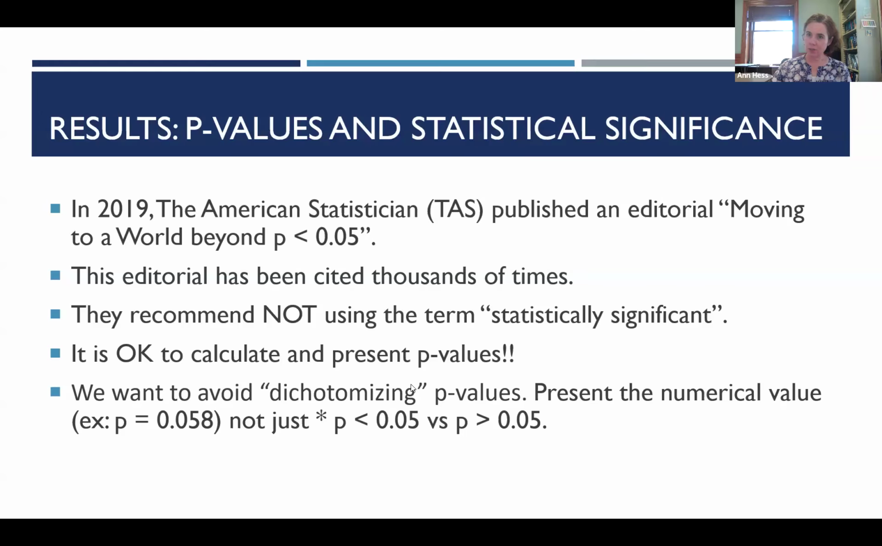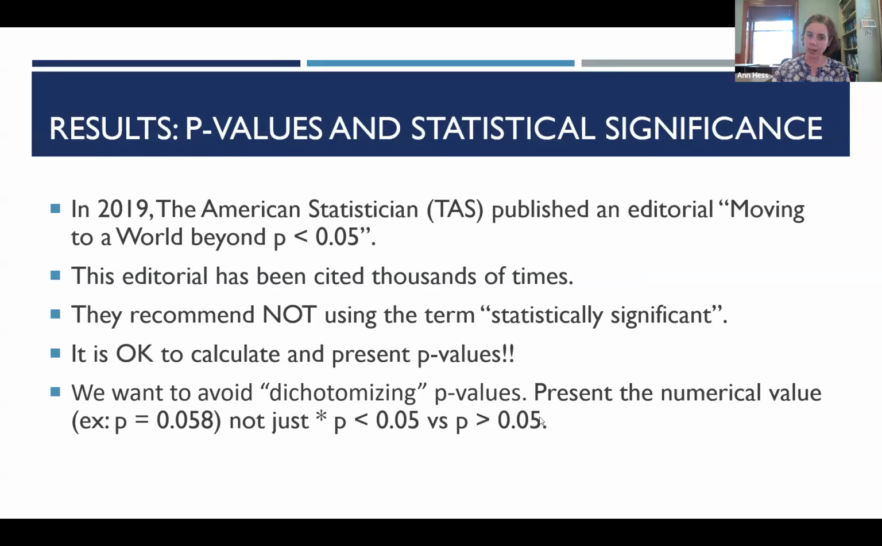Next up, p-values and statistical significance. So in 2019, there was an editorial published called Moving to a World Beyond P less than 0.05. This editorial has been cited thousands of times. And one of the big recommendations that those authors made was they recommend not using the term statistically significant. Okay? I want to be very clear. It is okay to calculate and present p-values. They are not saying to not use p-values. Their primary issue is with the term statistically significant and perhaps the interpretation of p-values.